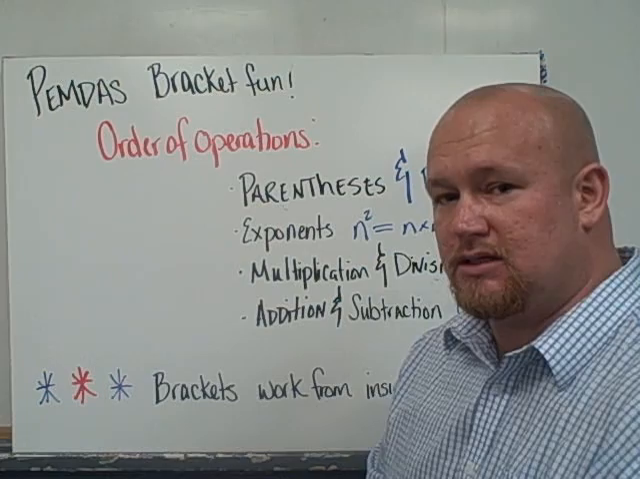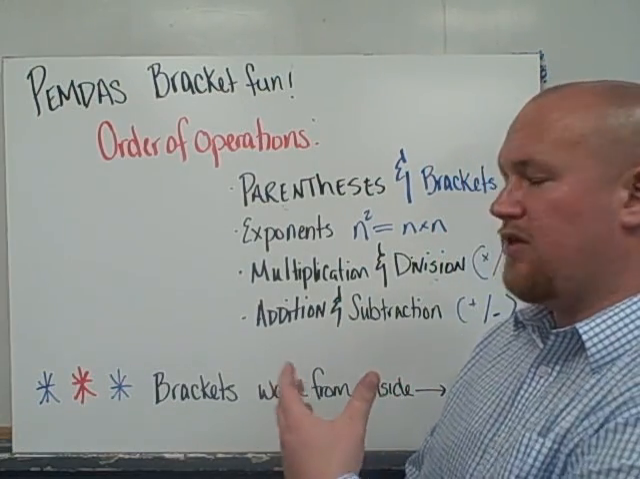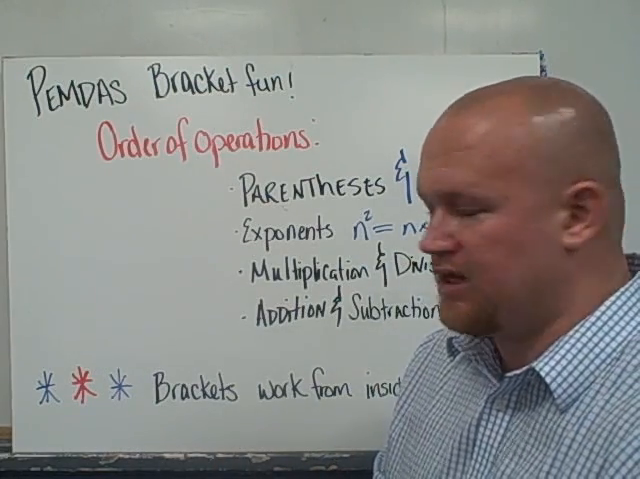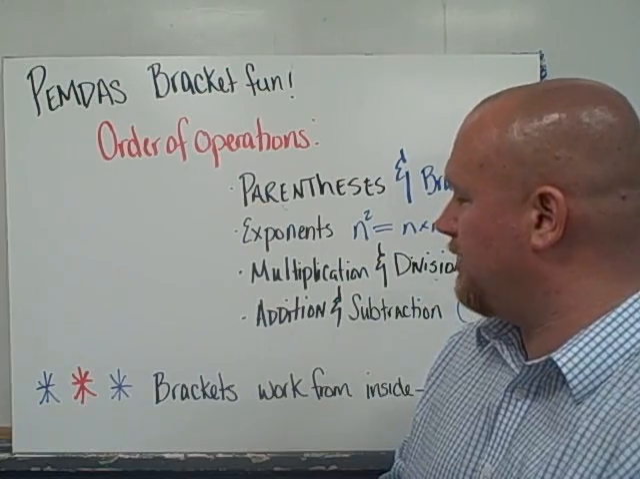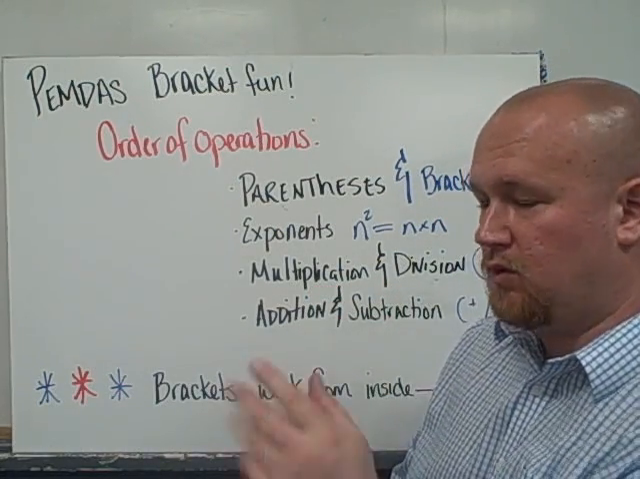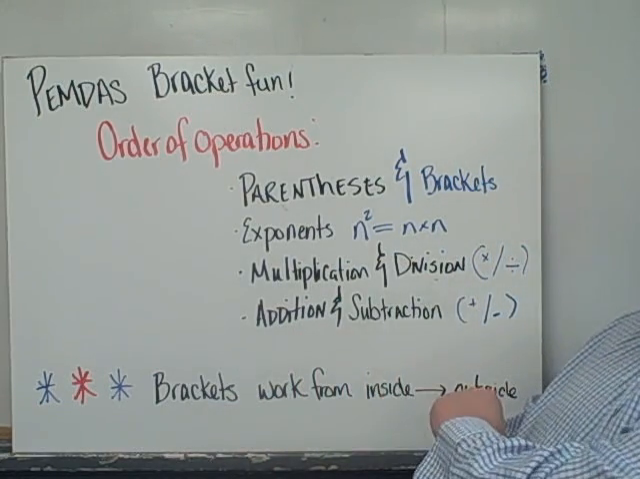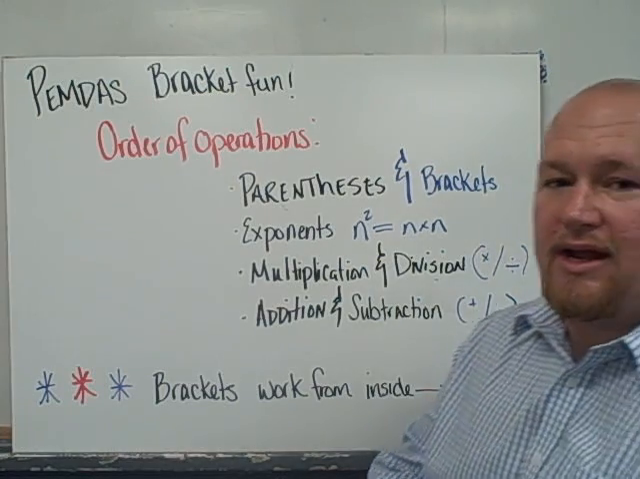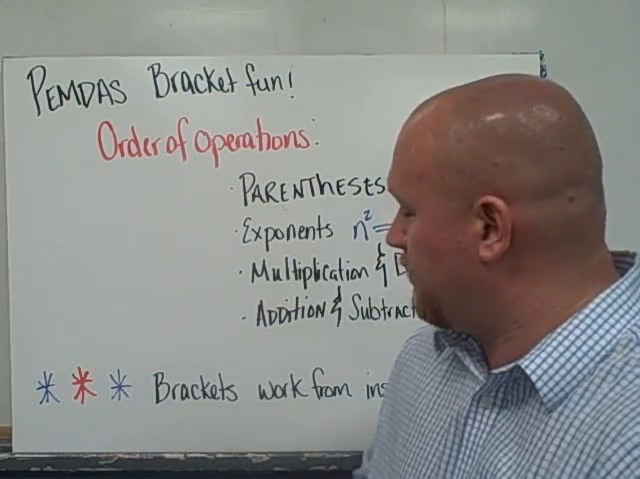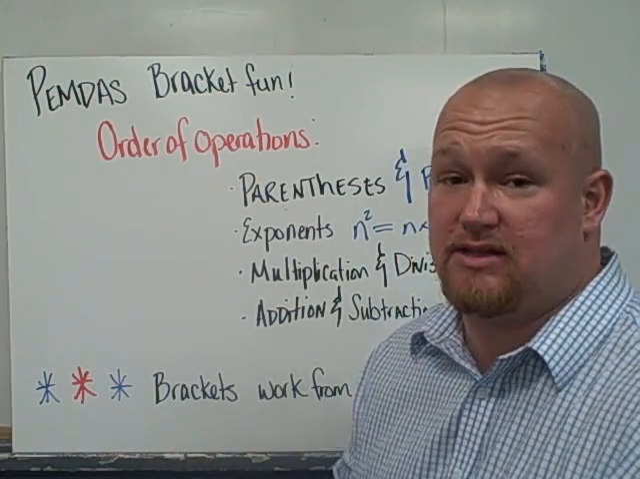After we look at brackets and parentheses, we're going to look at exponents. We've been studying exponents this year. You know that things like n squared really means n times n. We're not going to talk too much about them today. After exponents, you do multiplication and division as you see them from left to right. And then after that, you do addition and subtraction as you see them from left to right. Brackets and parentheses are super easy, guys. The thing that you need to know is that with brackets, you always work from the inside out. That's it.